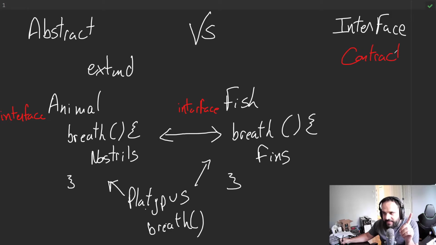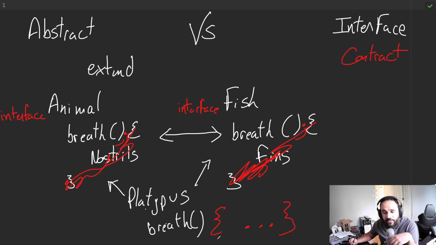It's basically saying whoever wants to inherit has to implement these methods themselves. So there is no body, there's just breathe, colon. Now, platypus, which inherits from these two interfaces, will need to implement the body themselves.